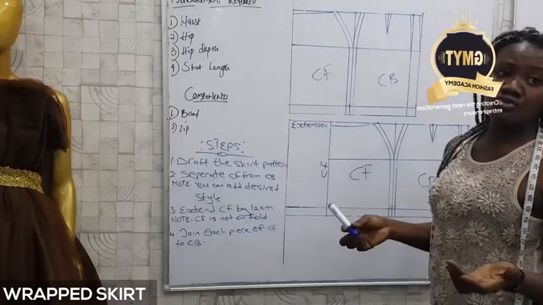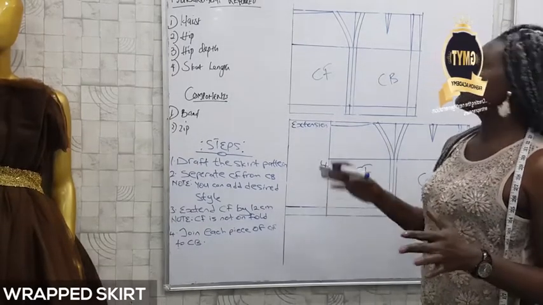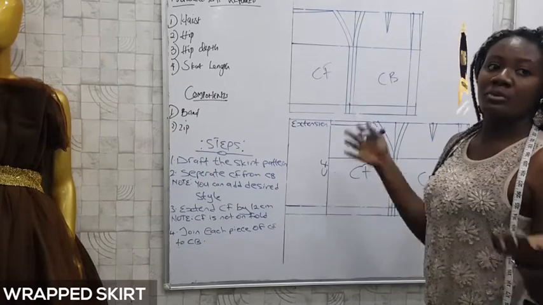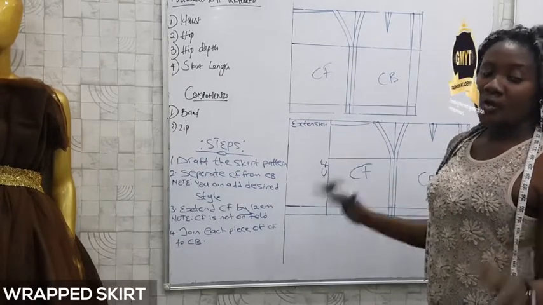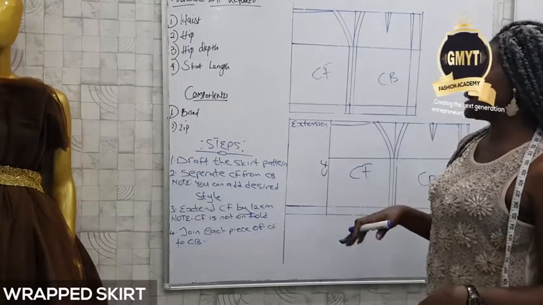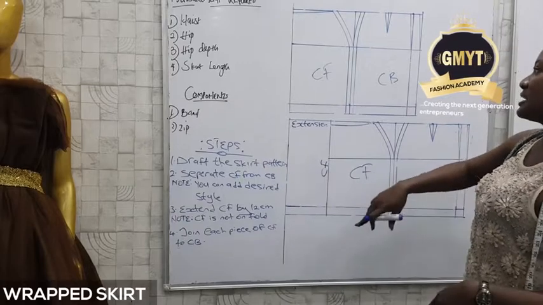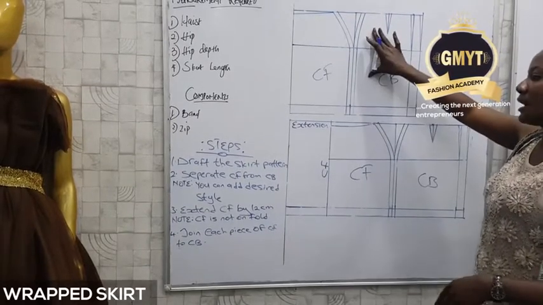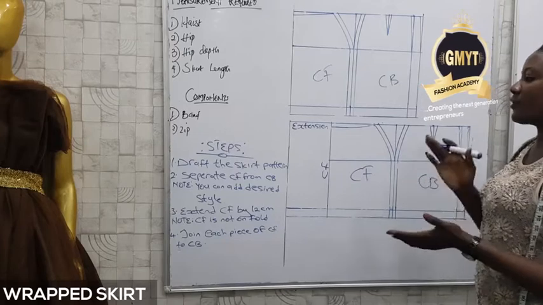So the first thing you do is draft your skirt block. It's from your skirt block that you manipulate to whatever desired style of skirt you want. But today we'll be treating the wrap skirt. So the first step says draft the skirt pattern. This is it, I've done mine. The second one says separate CF from CB.